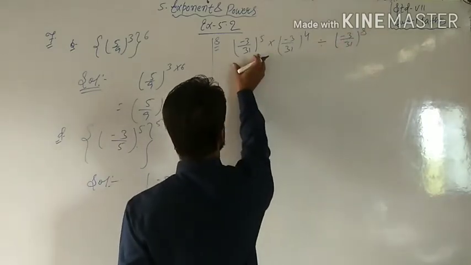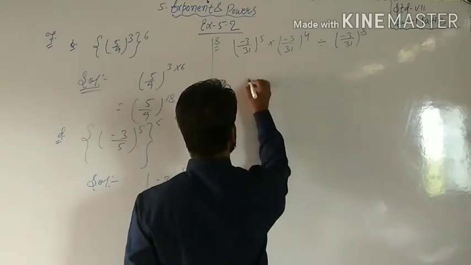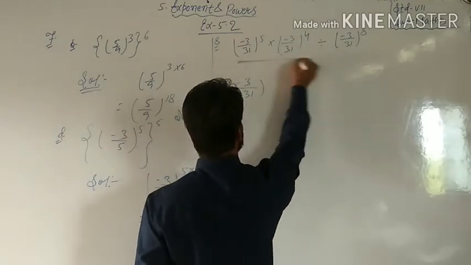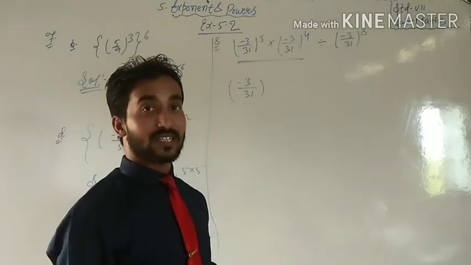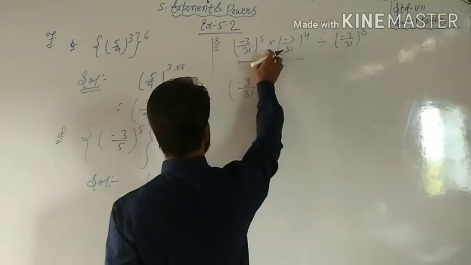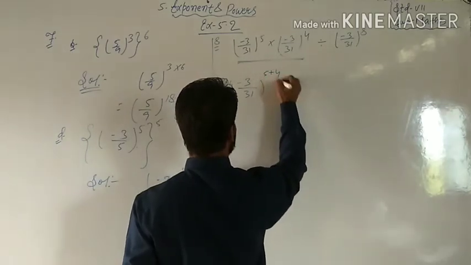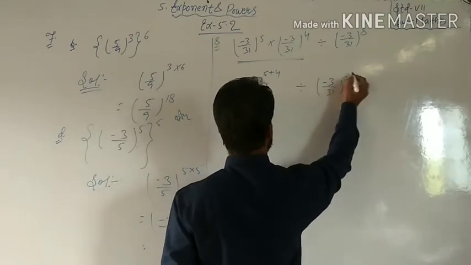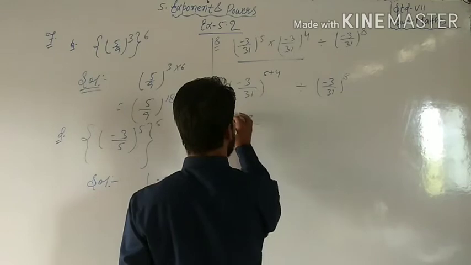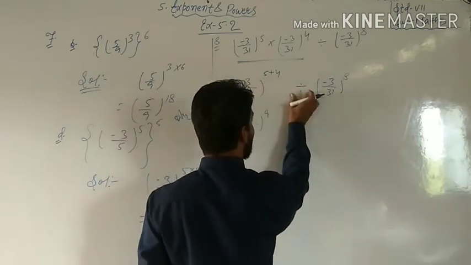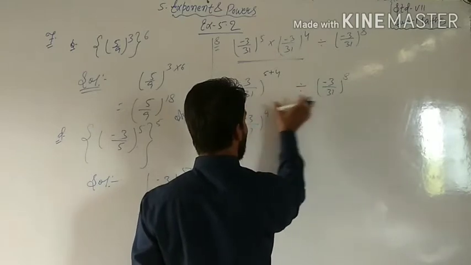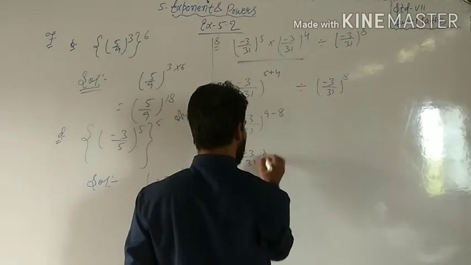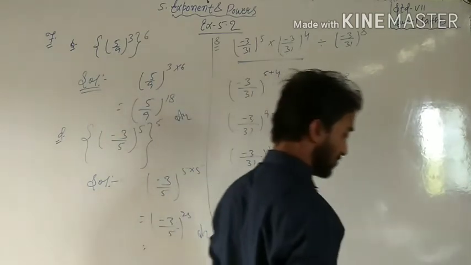Students, simply, when the base is the same, then the powers will be added when both are in multiplication. The condition is that the same base should be in multiplication; then power will be added. Or when they are in division, you will subtract. Then the answer will be minus 3 by 31 to the power 5 plus 4, which is 9. Now here division is there and the bases are the same, so the power will be subtracted. The answer will be minus 3 by 31 to the power 1. I hope you have understood.